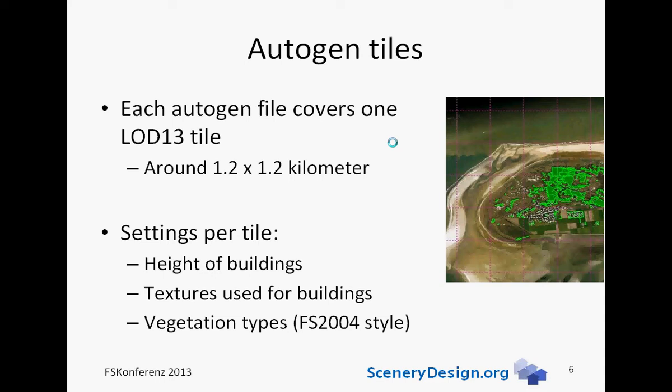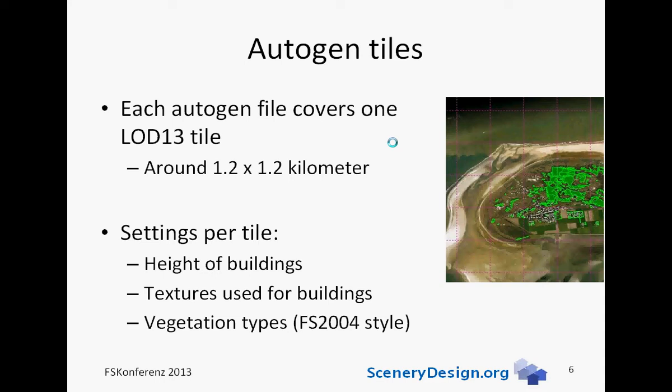And each file covers an area of roughly 1.2 by 1.2 kilometers. And in the way the terrain engine of Flight Simulator works, that's called a LOD13 tile. So for each area of roughly 1.2 by 1.2 kilometers, there's one file in which you can define which houses, which trees and which other objects should be placed. And if you want to cover a big area, like many thousand square kilometers, you can imagine you get a lot of Autogen files.